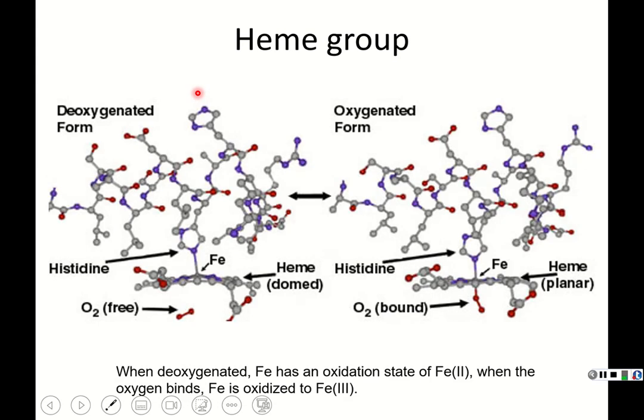If we look at the deoxygenated form, so without oxygen bound, the iron in that heme group is not really in the plane. So it's kind of dome shaped or puckered. And when it binds oxygen, you can think of that oxygen as kind of pulling that iron back, and the iron then becomes in the plane of the heme. Here the drawing says domed for the oxygen-free and planar for the oxygen-bound.